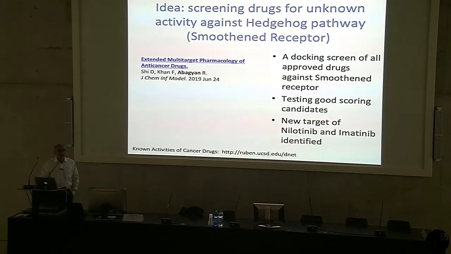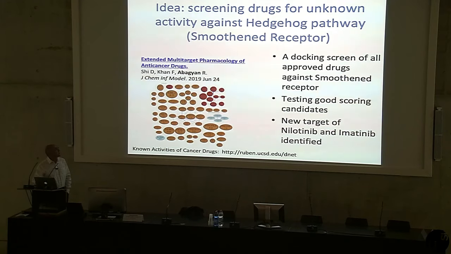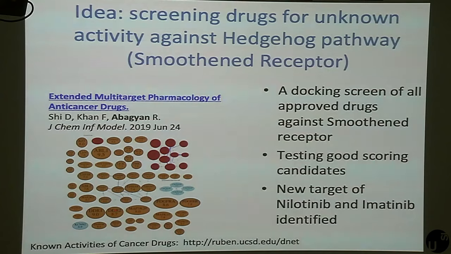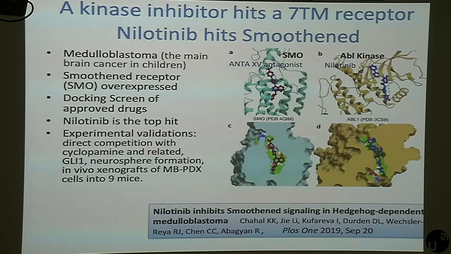So then we had the idea: why don't we combine the existing good pathways for cancer with additional activity against smoothened? And so this was just published. We were interested in finding drugs which already hit many important pathways for cancer, but in addition also hit smoothened. And this one does not hit smoothened. We screened a library of already existing drugs, and we found some candidates.